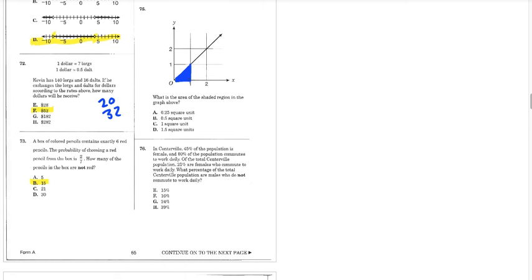But this doesn't show up very well on my copy. So this is the shaded portion. And all we have to do is find the area of that. All right, so this is a square of 1. Half of that is going to be 0.5, which is B.